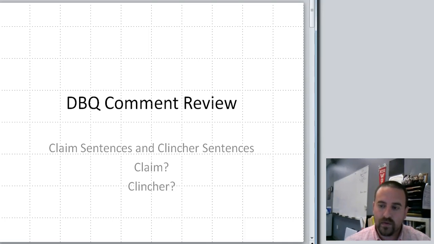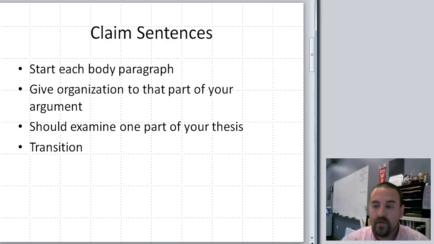The only way you're going to do that, or one of the most effective ways to do that, is if you have claim sentences. You're going to start each body paragraph with one. Think of this as a mini thesis for your paragraph. You're going to give organization to that part of your argument. So you're going to organize your argument for that paragraph based on what your claim sentence says.